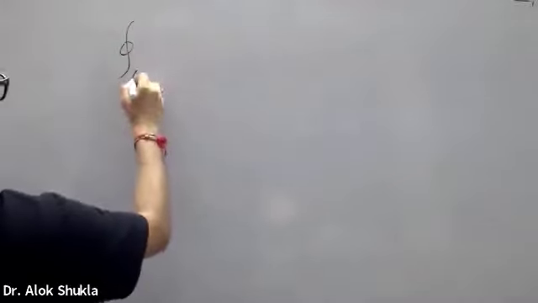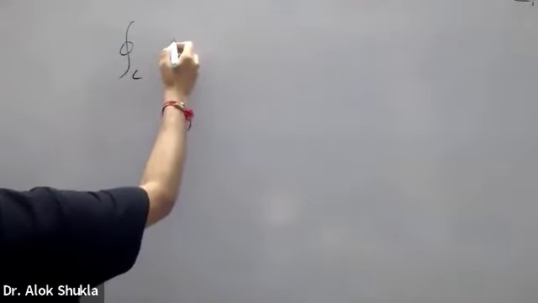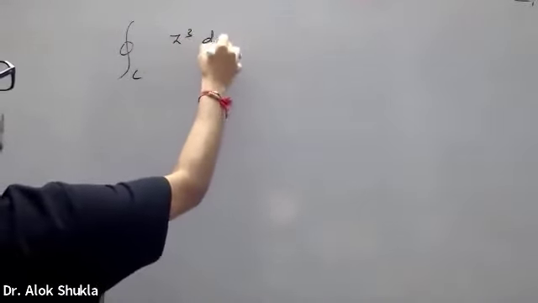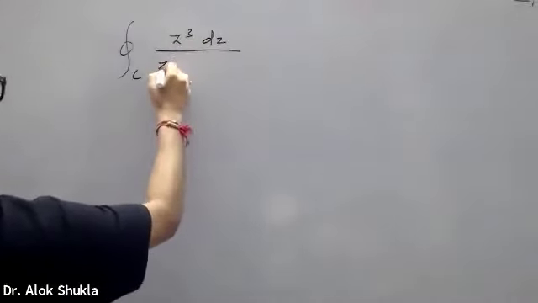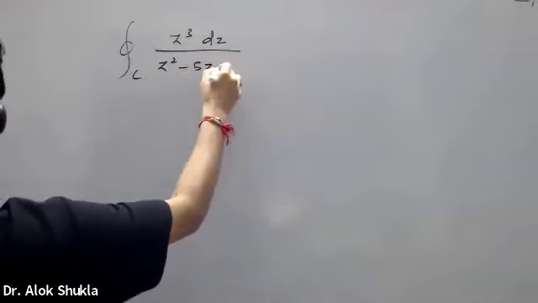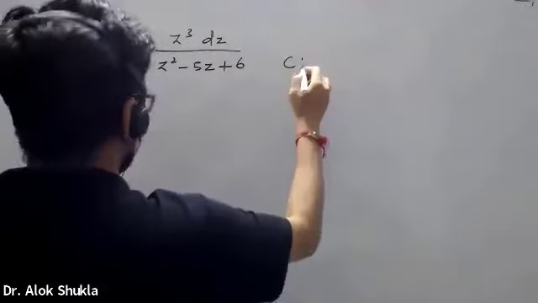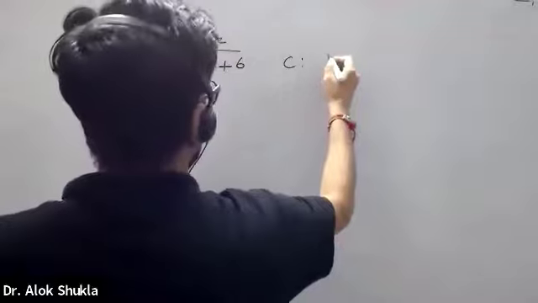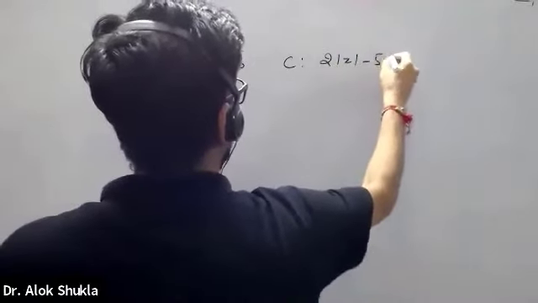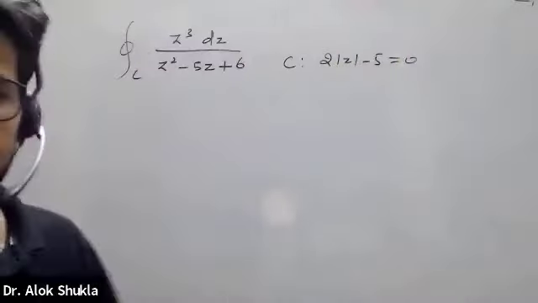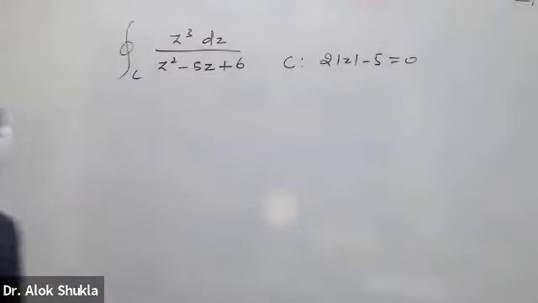Okay, so let us take the next question. Integration over C of z cube dz over z square minus 5z plus 6, and C is given as a contour like this: 2z minus 5 is equal to 0. The question is this.